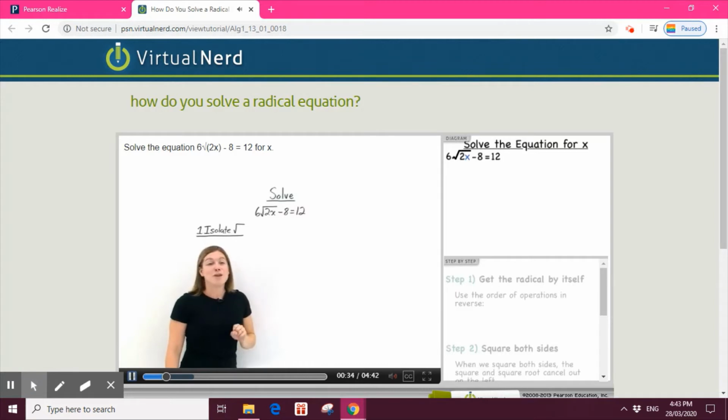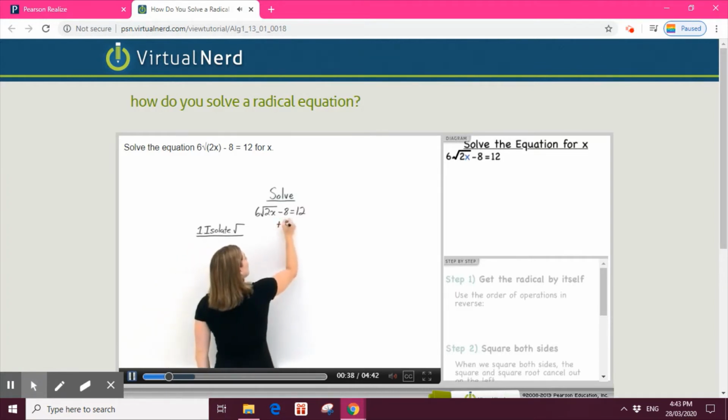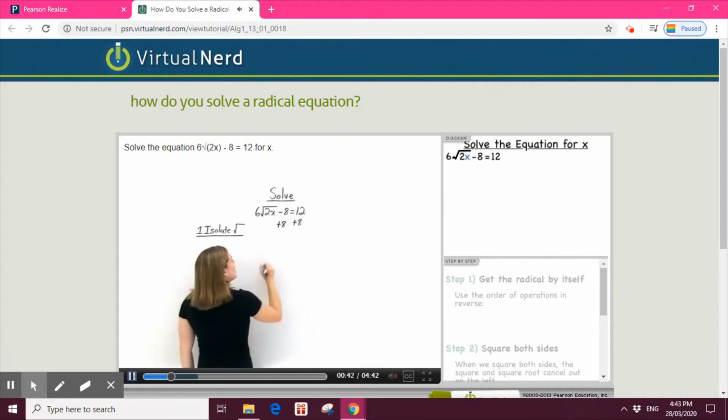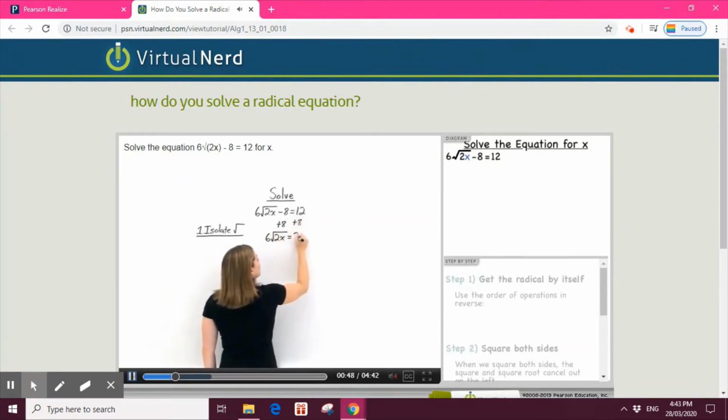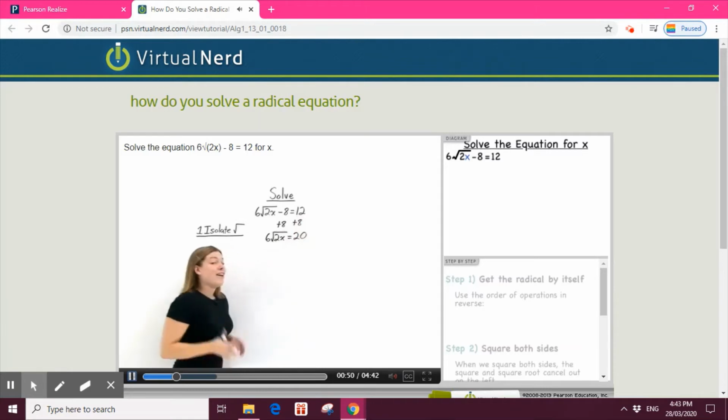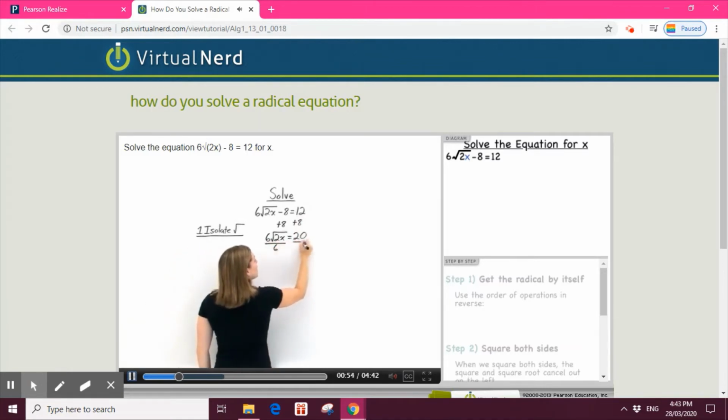So to do that, we use the order of operations, but in reverse. That means we need to start by adding 8 to both sides, in order to move 8 to the other side of our equation. When we do, we have 6 times the square root of 2 times x is equal to 12 plus 8, which is 20. Now to get that radical fully by itself, we need to divide both sides by 6.